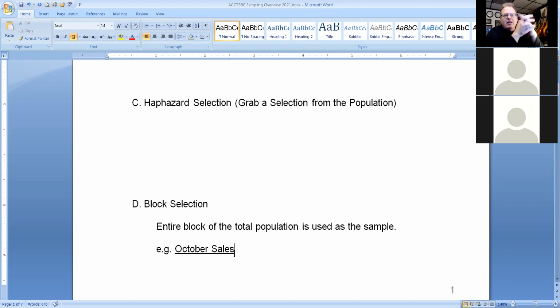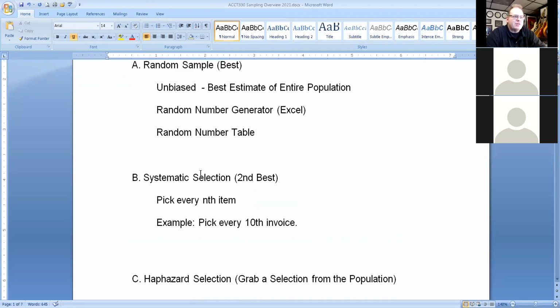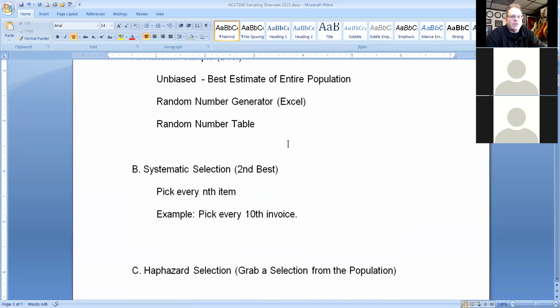Well, first of all, does that sound like a good idea? Are the October sales usually representative of the entire year? No. There are a couple of problems with it. First of all, it would be unusual, even for a very stable company or business you're auditing, for the sales to be exactly the same every month. It's possible, but usually it's not the way it goes. And even more concerning is that, unlike the other three, it completely eliminates the possibility of a vast majority of them being picked. If it's random or systematic, theoretically anyways, anything could be picked.